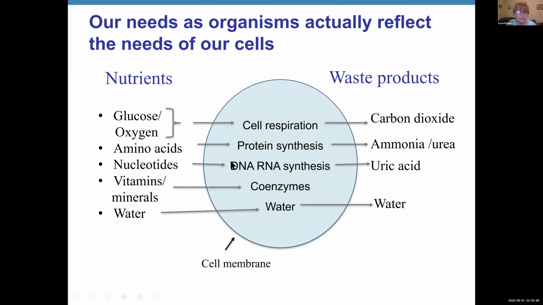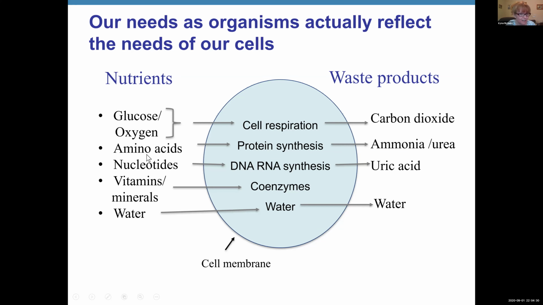But if you look over here, this slide also explains how your function as a whole organism depends on the function of your individual cells. When glucose and oxygen enter the cells, we have cellular respiration. This is how your cells make ATP, and a waste product like carbon dioxide is moved out of the cell. You have your whole respiratory system to supply your cells with oxygen, and your digestive system to supply your cells with glucose. So you have your body systems to satisfy the needs of your cells.